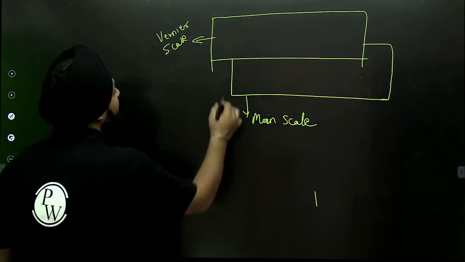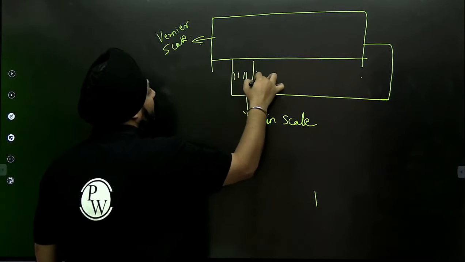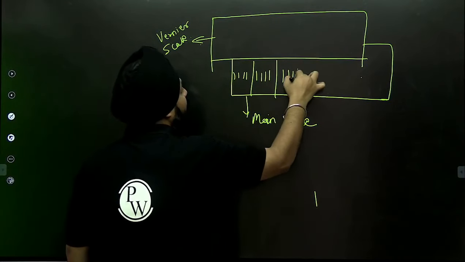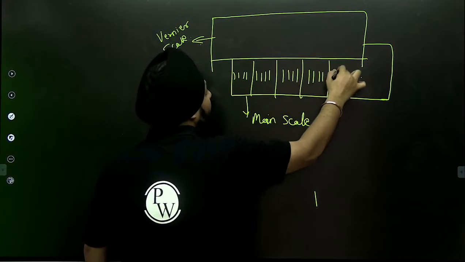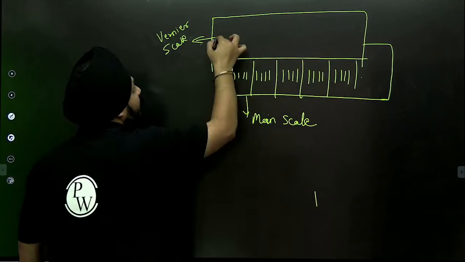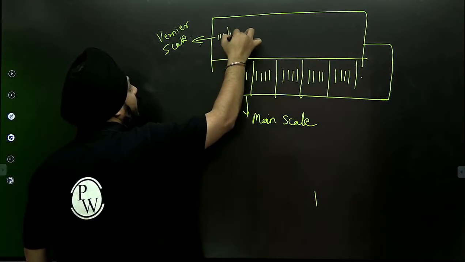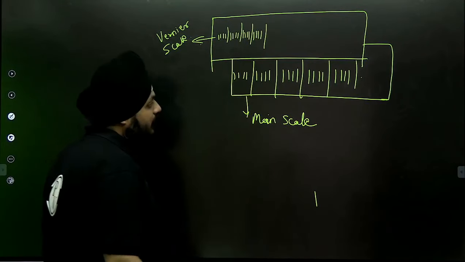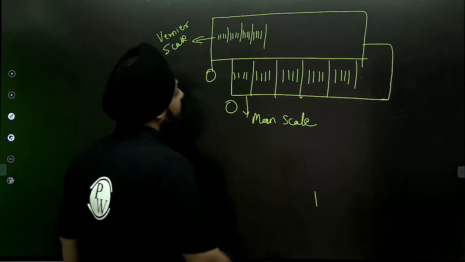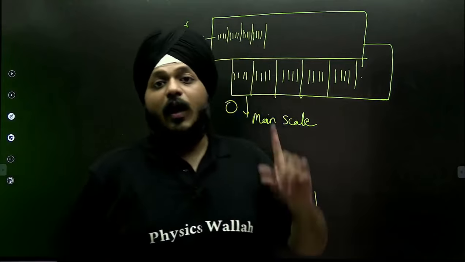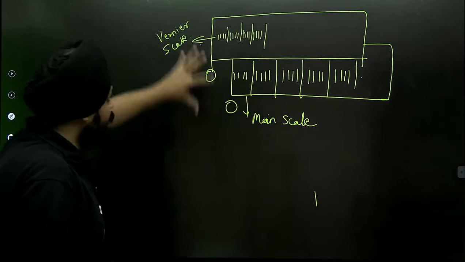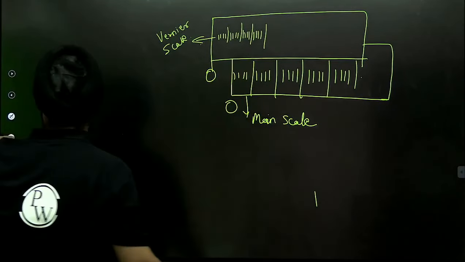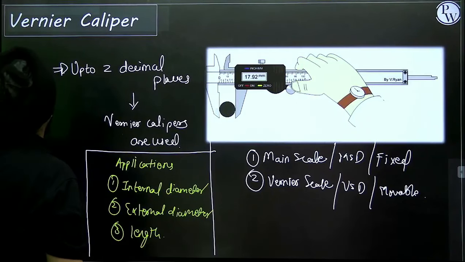The divisions on the main scale are usually 1, 2, 3, 4, 5, then again 1, 2, 3, 4, 5, like this way. Here also 1, 2, 3, 4, 5, repeating, like this way. 0 starts here, 0 starts here, right? Now this is what the actual situation is right now. I want to tell you all about it.